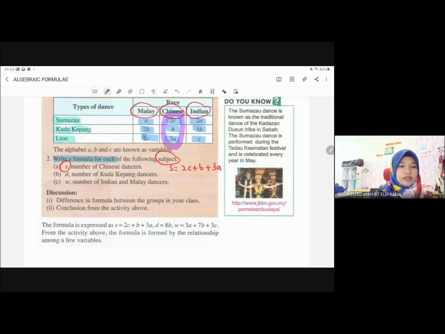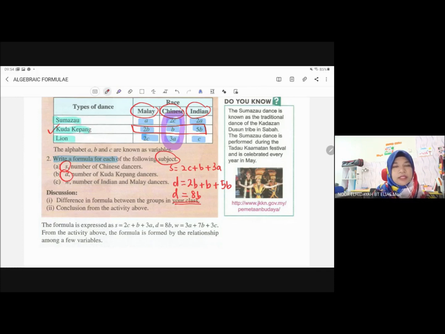Look at B, you want D, the number of kuda kepang dances. To find the kuda kepang, you look at this row. So D is equal to, you have to sum up all these values: B plus B plus 5B. You have to simplify all the like terms. So D equals 2B plus B is 3B, 3B plus 5B is 8B. So D is equal to 8B.